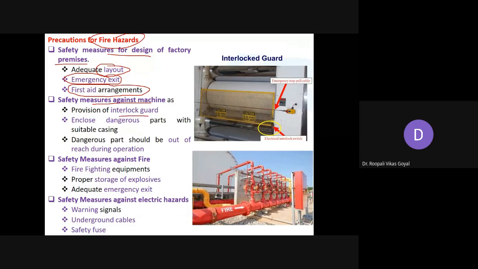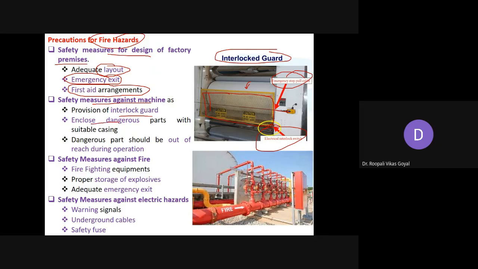Basically it is in the form of an interlock guard. Here in this figure you can see there is a guard. What is the meaning of this interlock guard? This machine will not start operating if this guard is not placed. If it is removed, then automatically the machine will shut down and stop. Certain emergency stop cables can also be manually operated. Some electrical interlock switches are also there, which will stop functioning and safeguard. Such interlock guards are generally provided in industries.